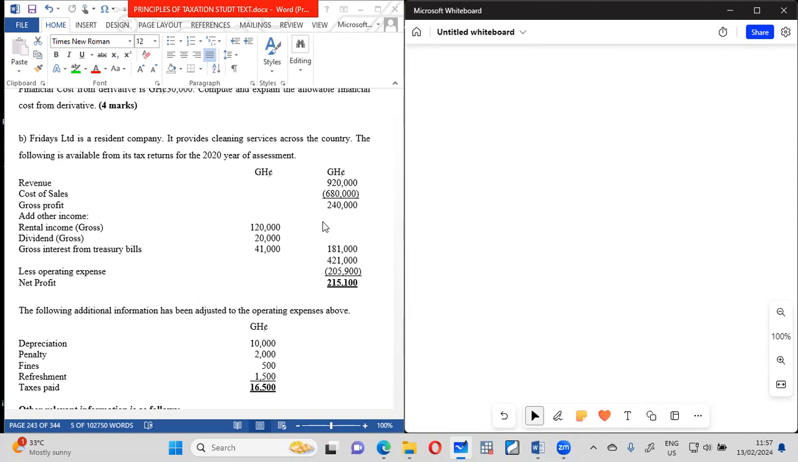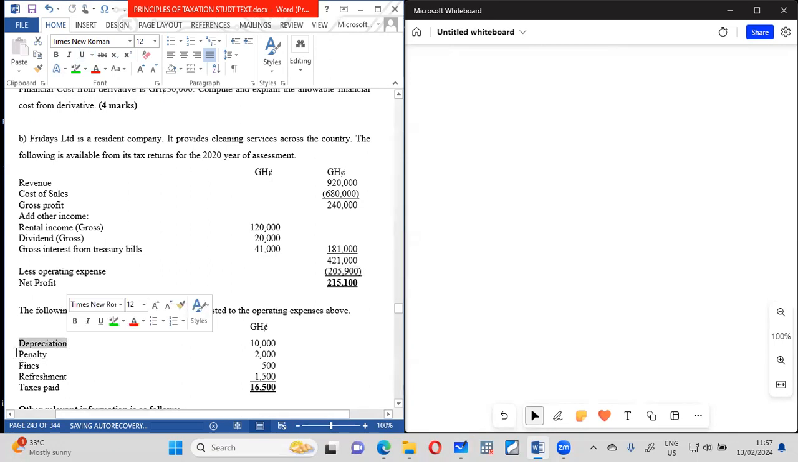All right. Then as part of the other income, there's rental income, gross, dividends, gross, gross interest, yes. All right. Then operating expense, they've left it, so this is how this place should look. It has to be an underline. Basically the following information has been adjusted to the operating expenses. So this operating expense included these things.